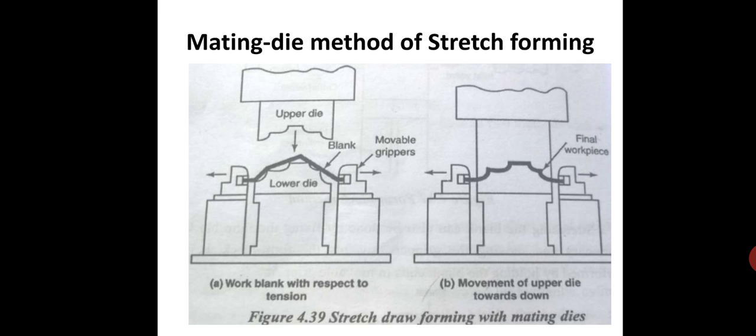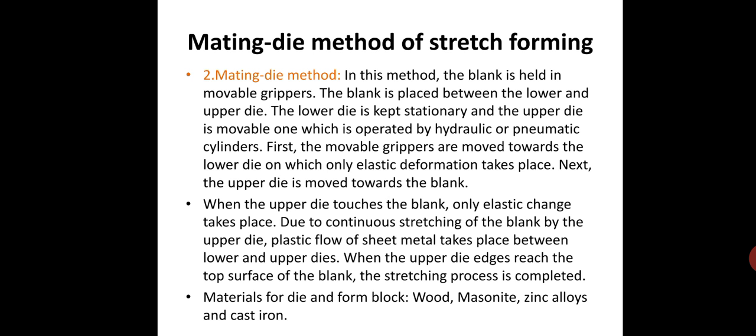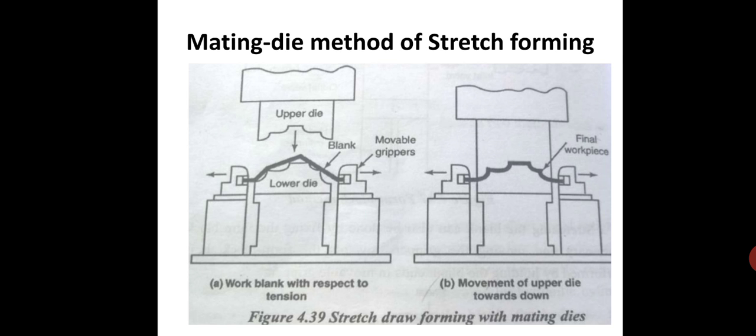And the next thing is, what are the materials for the die and the form blocks? They are wood, zinc alloy and cast irons, based on the sheet metal material conditions. What are the advantages of the stretch forming operations? This is the matting die method. It is the working principle, the diagram of the matting die method.